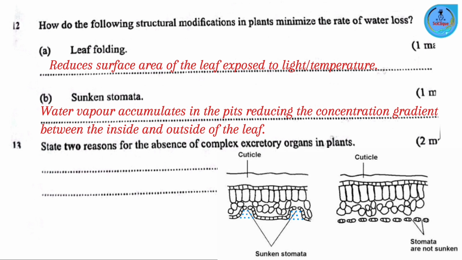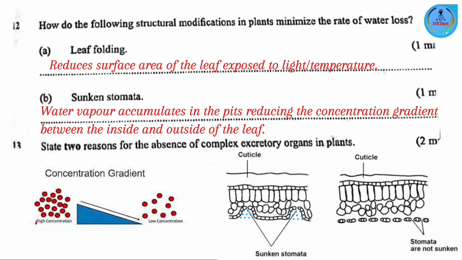Let's pause there. What is the concentration gradient? This is simply the difference in the concentration of molecules between two regions. So for example, if you have two regions, okay, and in one region you have more molecules, another region you have fewer molecules, what will happen is that you are going to have a concentration gradient because the two regions have a difference in the concentration of molecules that are present.